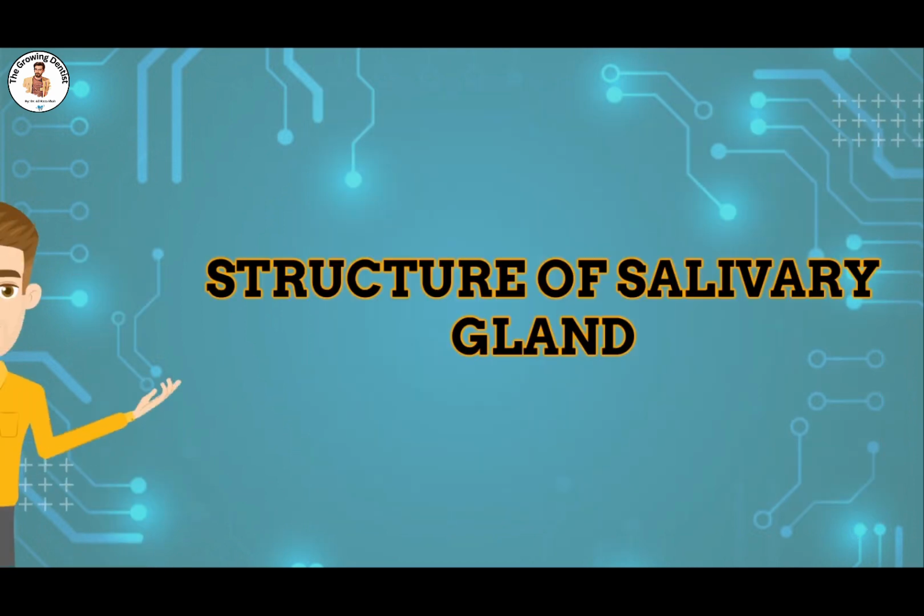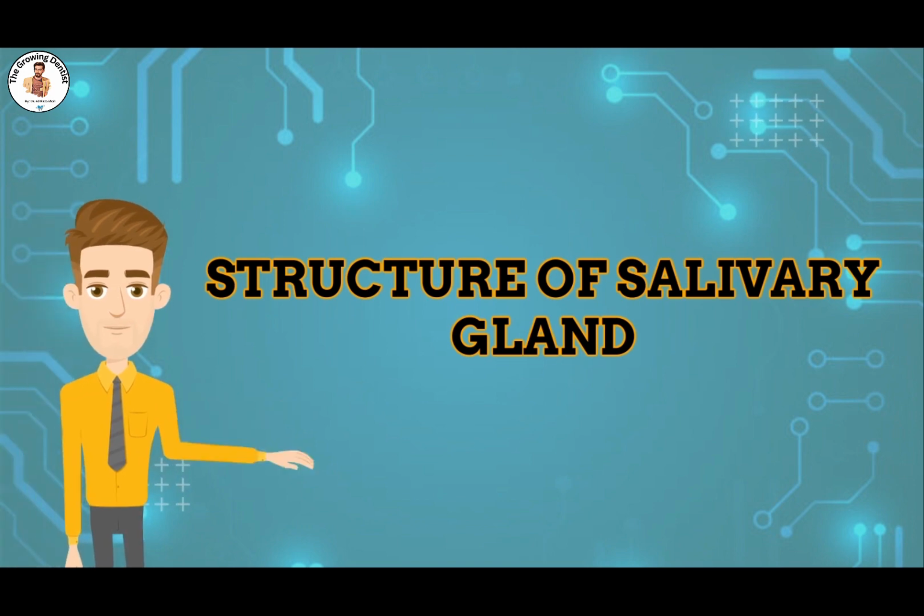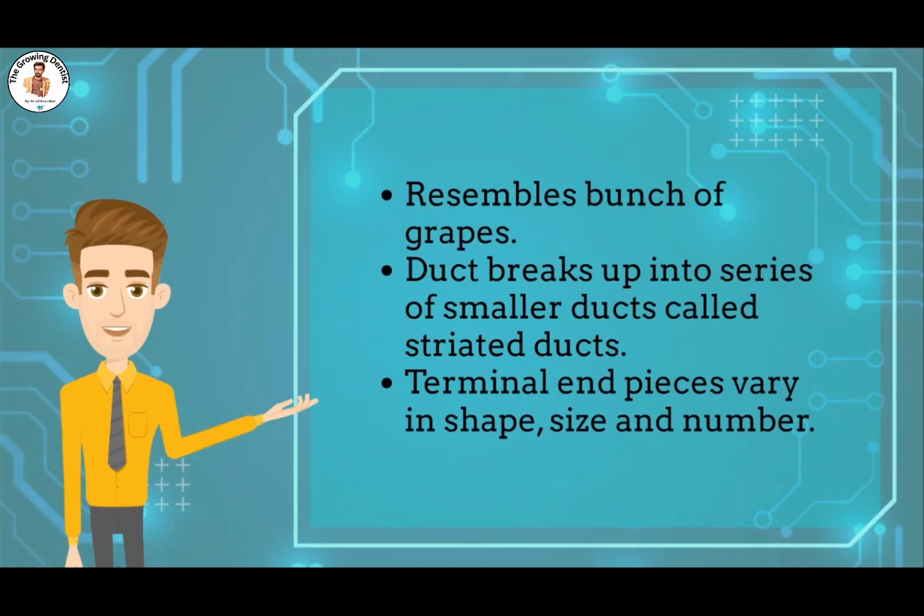The structure of a salivary gland resembles a bunch of grapes, with the grapes being the secretory elements and the stalks being the ductal system. The main duct breaks up into a series of smaller ducts called striated ducts, which branch to form intercalated ducts that in turn open up into blind terminal end pieces.